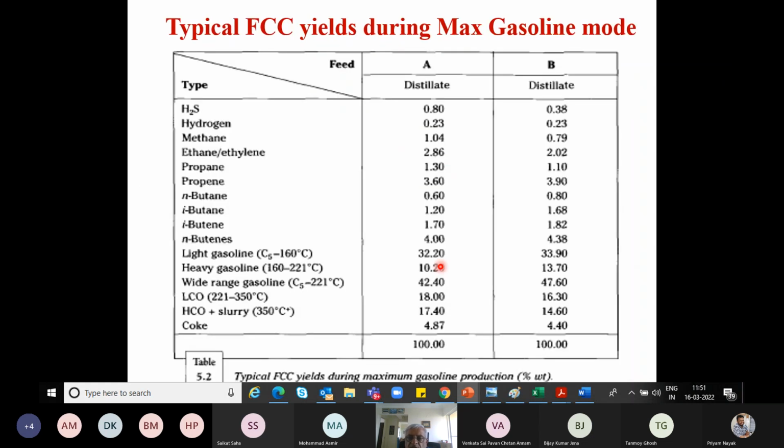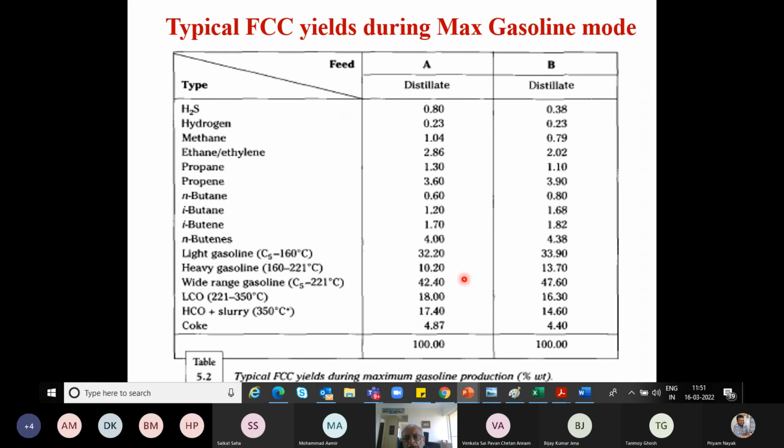You can see that the yields are quite different here. For example, you get more gasoline here. This is C5 160, more gasoline, both light and heavy. You get extra quantity of propylene, 3.6 to 3.9, etc. But before I compare A and B, let me explain this data to you in terms of the product that we get.